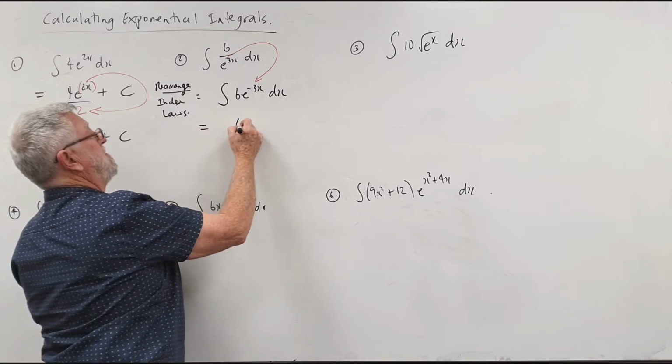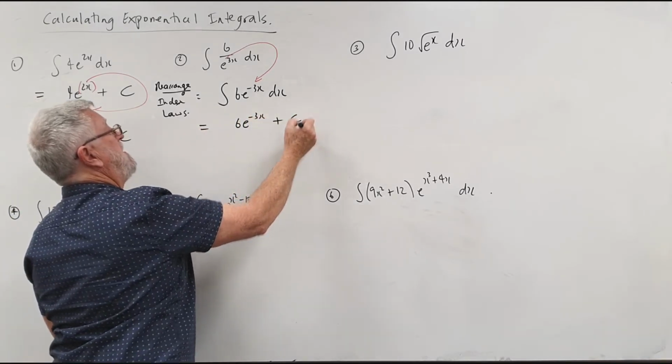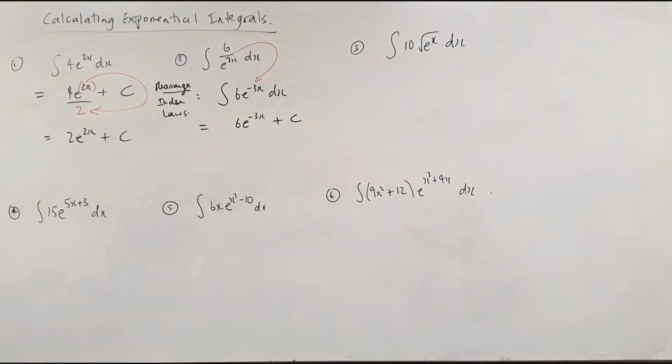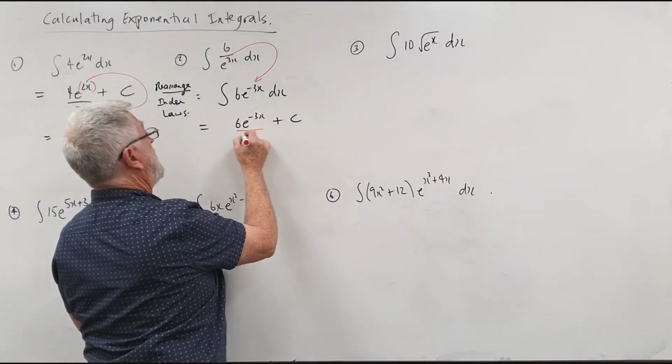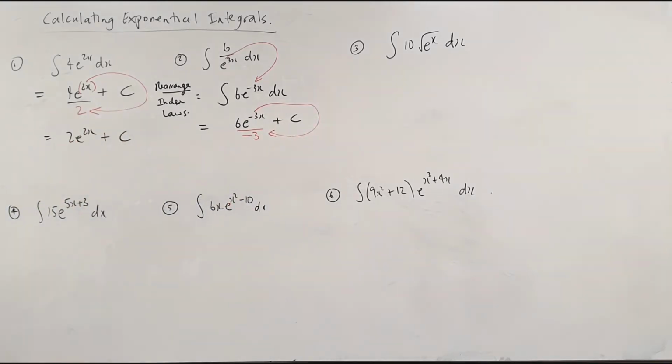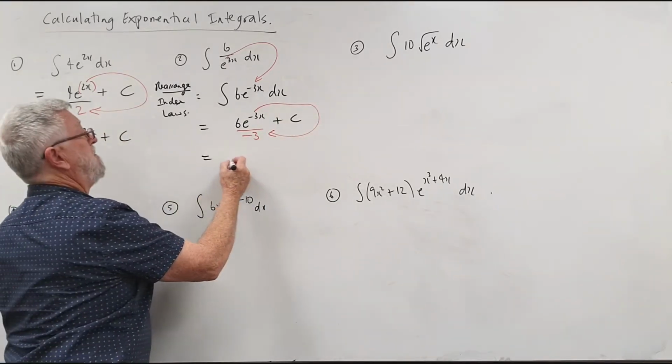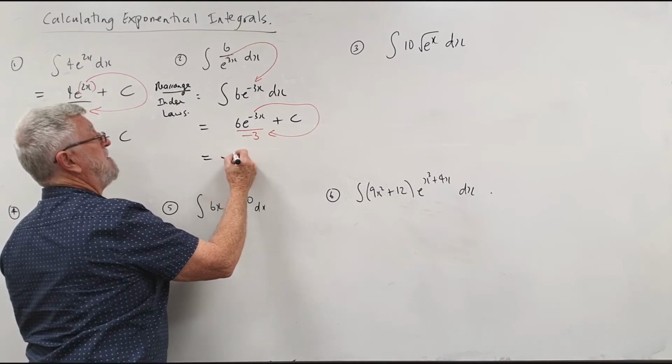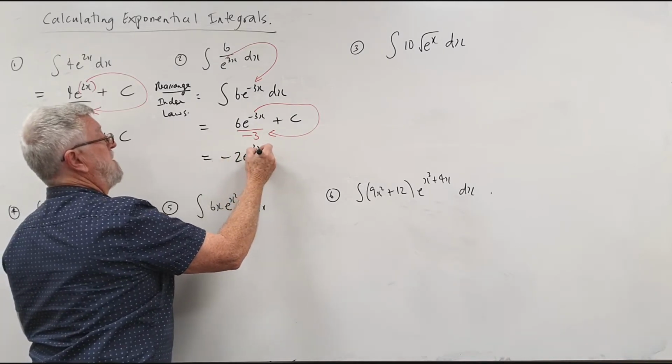Now we can do the question. Write the same thing, plus c. We've forgotten one thing. What is it? The 3 inside. So I could divide by minus 3. So there it is. So if you do this forwards, which we could do in a moment, now we've got an answer of minus 2e to the minus 3x plus c.